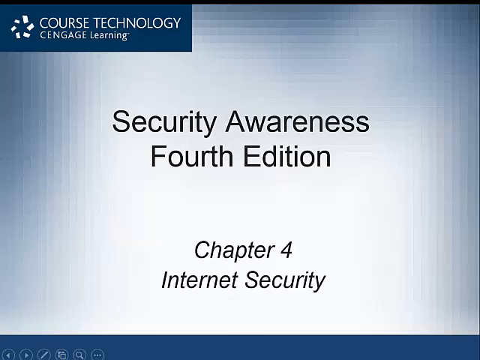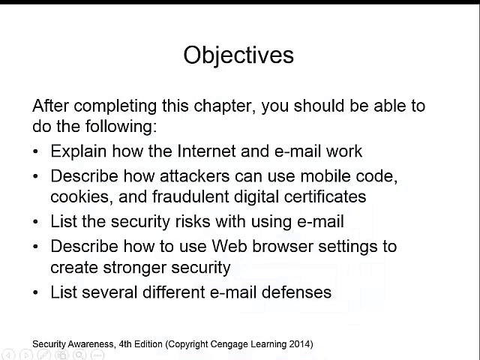Chapter 4, Internet Security. How secure are you online? You need to be able to explain how the Internet and email work. You're going to need to be able to describe how attackers can use mobile code, cookies, and fraudulent digital certificates. You need to be able to list the security risks with using email. Describe how to use web browser settings to create stronger security, and list several different email defenses.